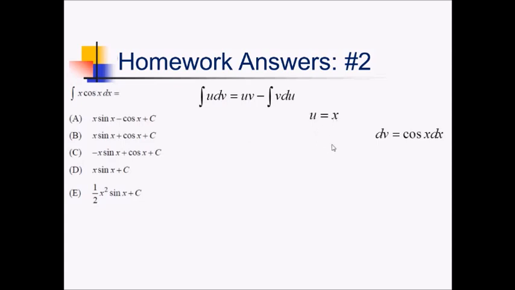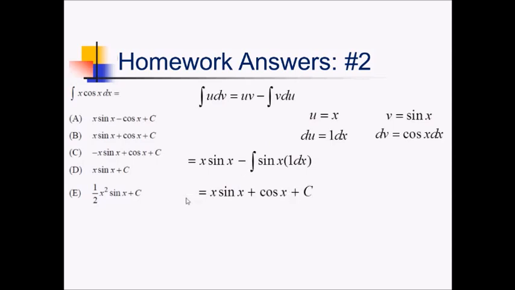du then is going to be 1 dx. And v, the antiderivative of cosine of x, is sine of x. Following the 7 now to plug things in, I've got x times sine of x minus the integral of sine of x times 1 dx, but I don't really need that 1 in there. So now, finishing that antiderivative, here's the original stuff, x sine of x. And now the antiderivative of sine itself is negative cosine. So minus minus gives me plus cosine of x, and then plus C. These are all pretty similar, so I choose choice B on this one.